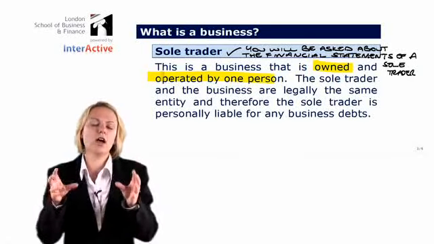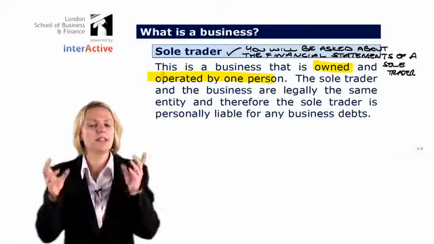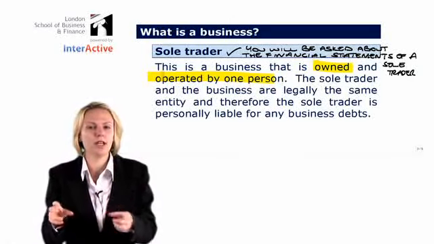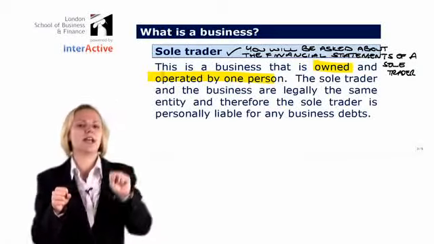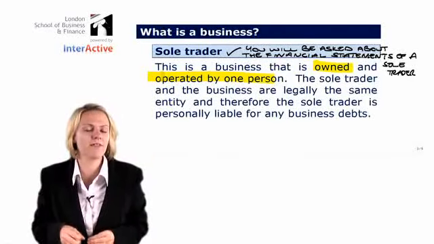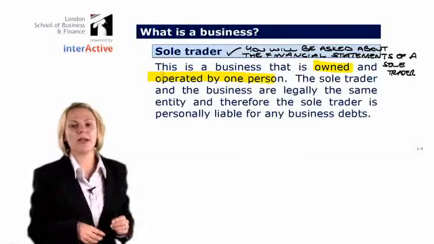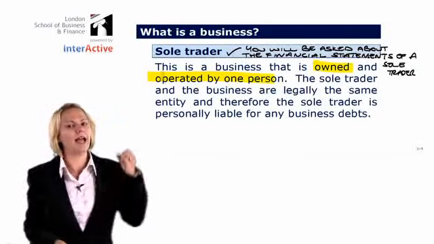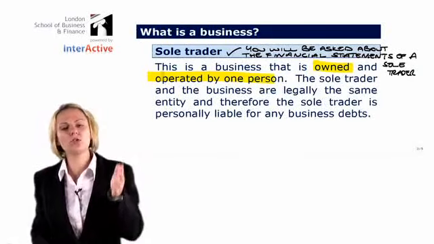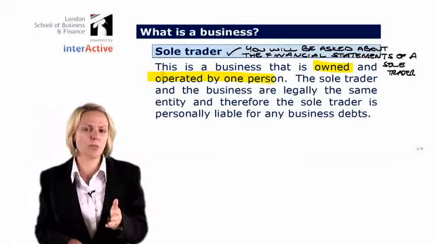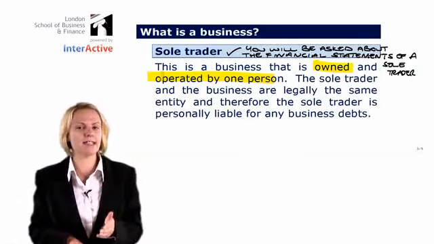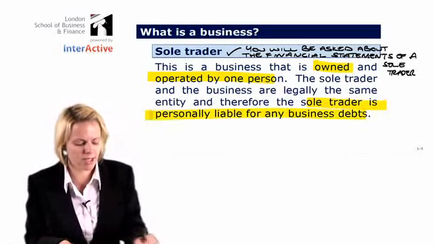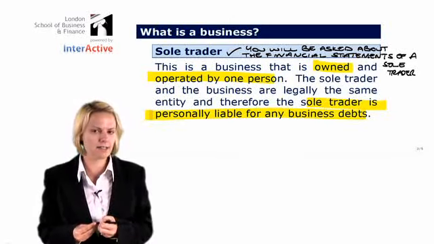So if the sole trader owes money to a supplier, well, then it's the sole trader's own responsibility to pay that money. Now, if the business itself, AZ Electricals, does not have enough money to pay for that supplier, well, the sole trader, the owner and operator of the business, the electrician, is going to have to take money out of their own pocket and give it to the supplier. The sole trader is personally responsible and liable for any debts that his business enters into. Okay? So a sole trader is personally liable for any business debts.